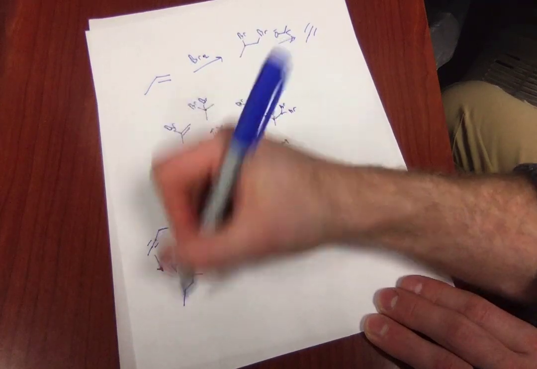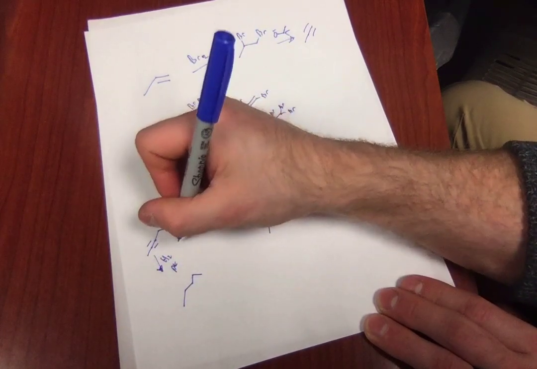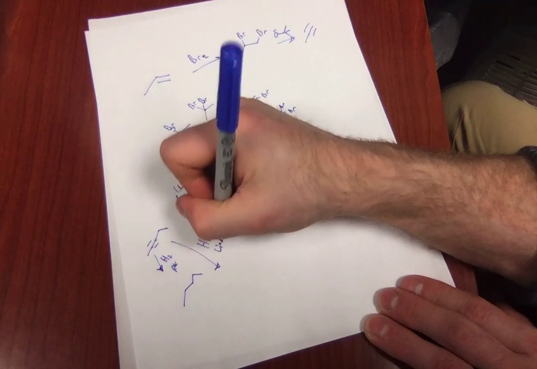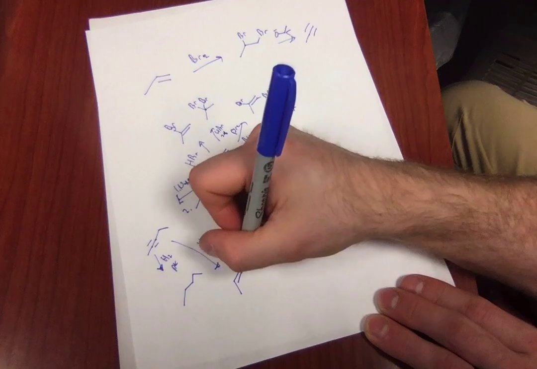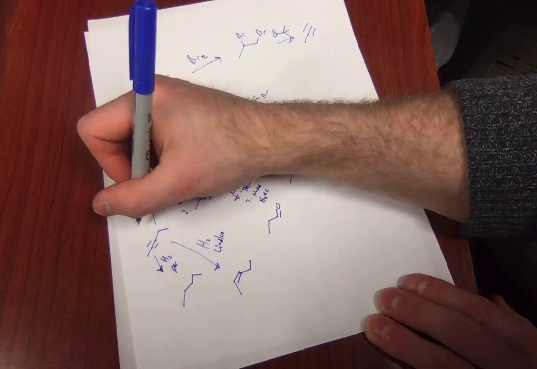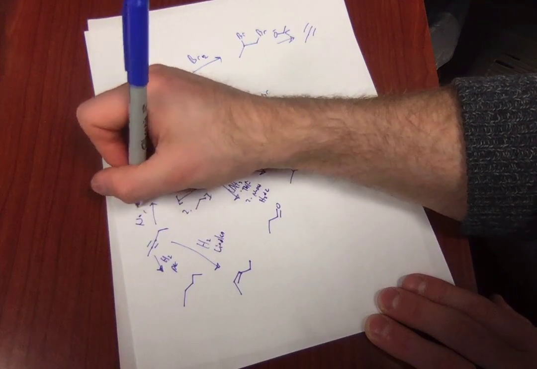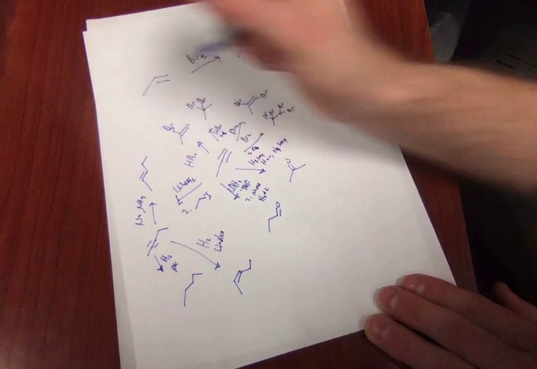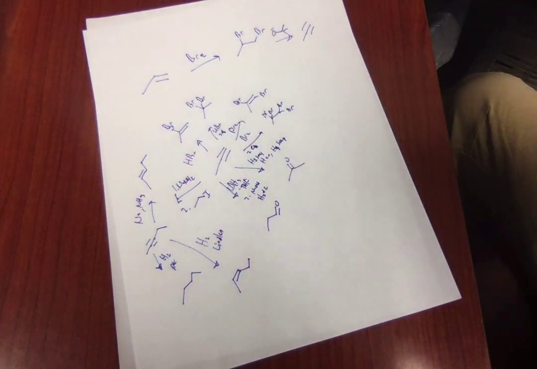1, 2, 3, 4, 5. H2 and Lindlar's is going to give us our cis double bond. And then Na and ammonia will give us our trans double bond here.